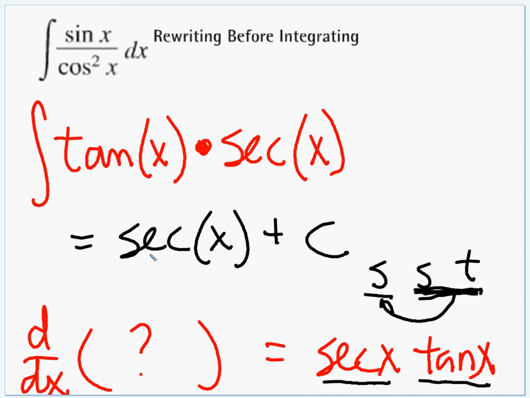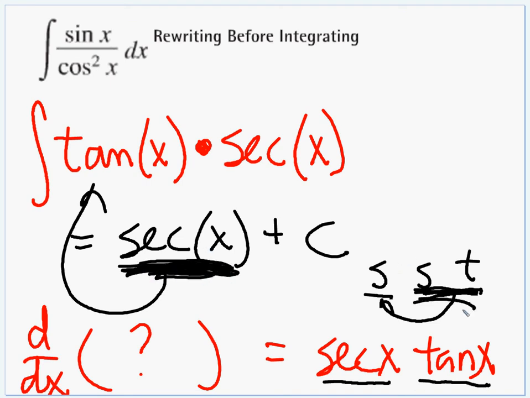Because, of course, again, we could check our work by deriving. If I derive this, I should get back to where I started. What is the derivative of secant of x? Well, that would be secant times tan. Secant x times tan x, and the constant would derive away. So we got it again. Good job.